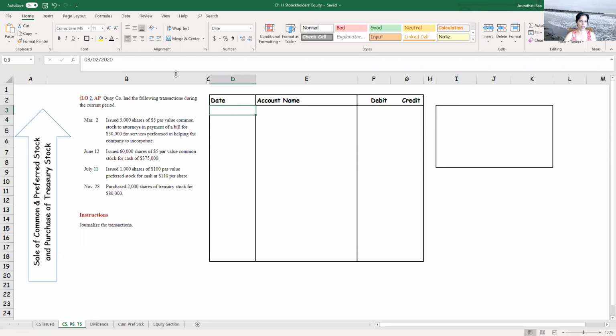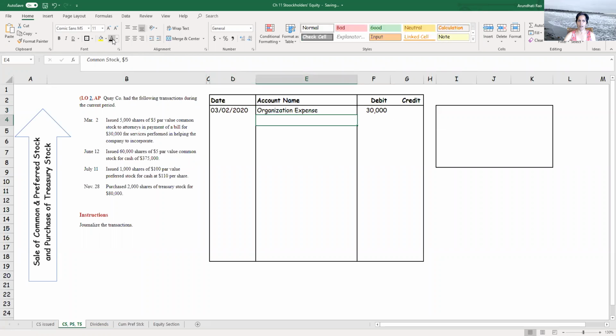To start with, the date of issue is March 2nd. On this date, we did not receive cash. What we're trading for is an expense. The organizational cost we'll call organizational expense, and the value is $30,000. That was the invoice that we got from the attorney. And we are instead giving shares. The par value is $5.